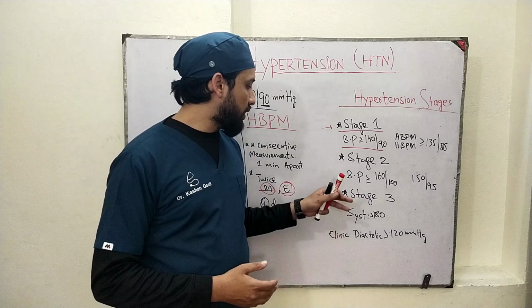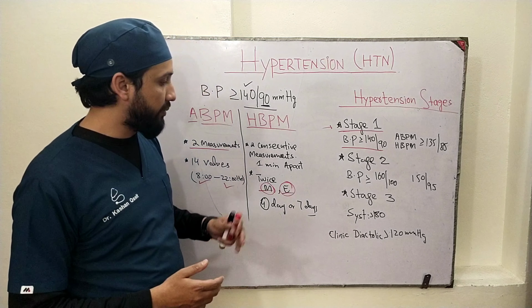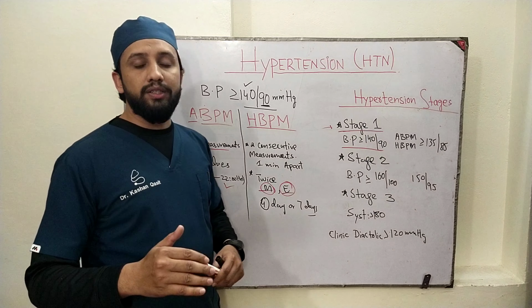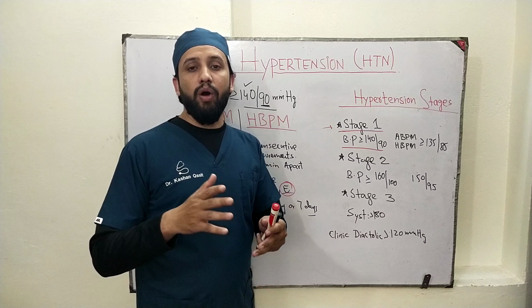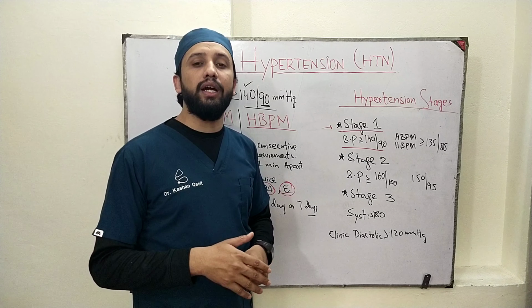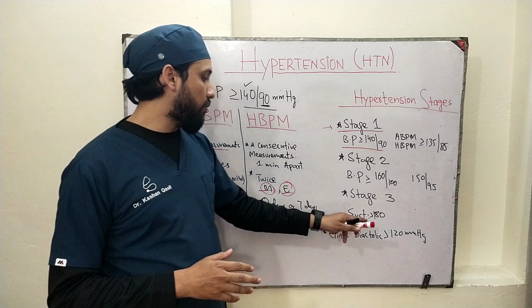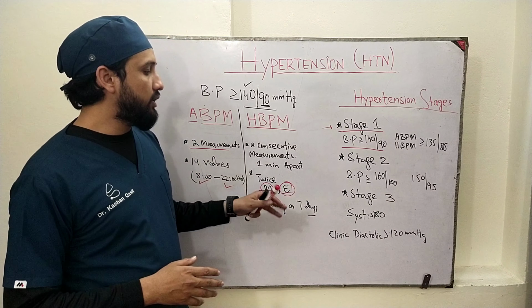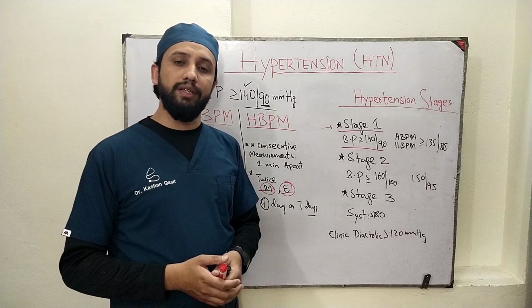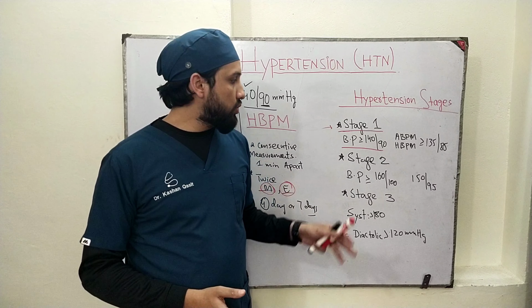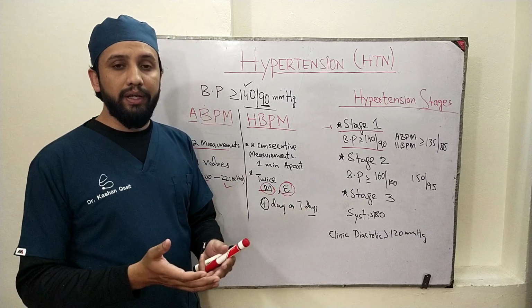Now moving towards stage 3, which is the last stage of hypertension. If the systolic blood pressure is greater than 180 and the clinical diastolic blood pressure is greater than 120 millimeter of mercury, then you will say the patient has stage 3 hypertension. So these are the stages of hypertension.